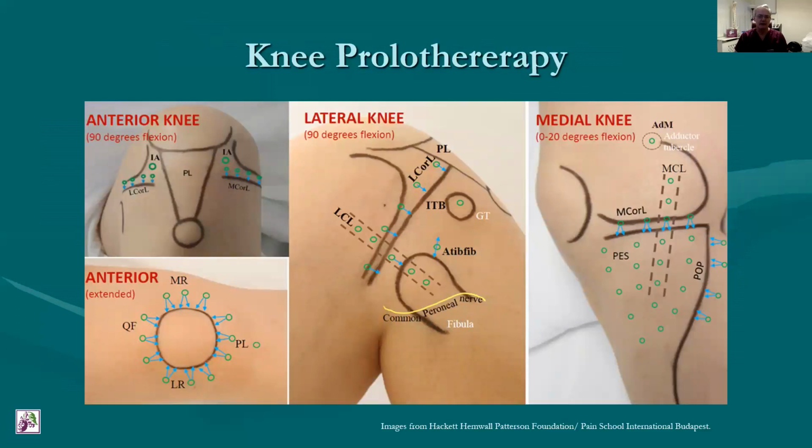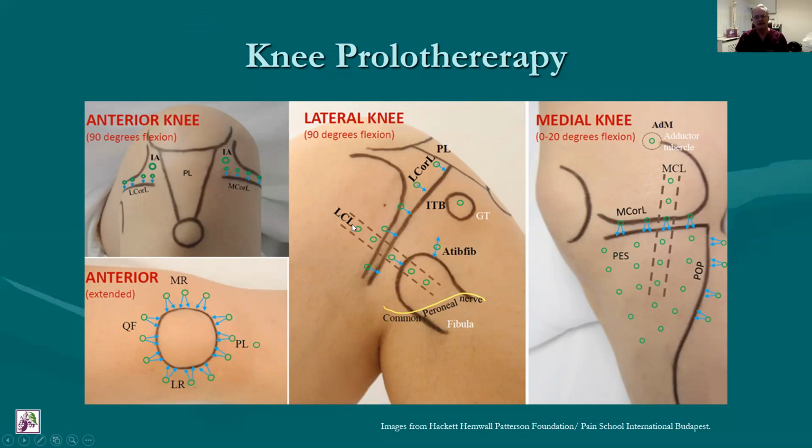In OA knee, but also other ligament injuries of the knee and other conditions, this is some of the teaching that is used by the Hackett Hemwall Patterson Foundation and the Pain School International in Budapest. You'll see some of the colored circles and arrows where the coronary ligaments can be injected, access to the intra-articular space, then the retinaculum, quadriceps tendon, and patella tendon.